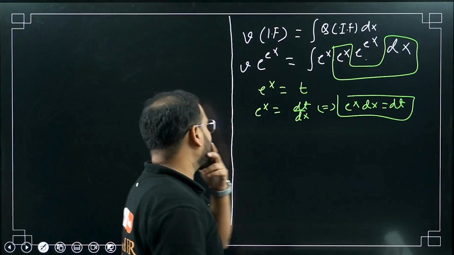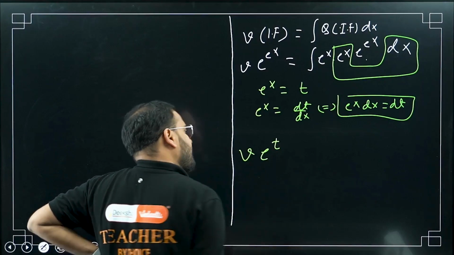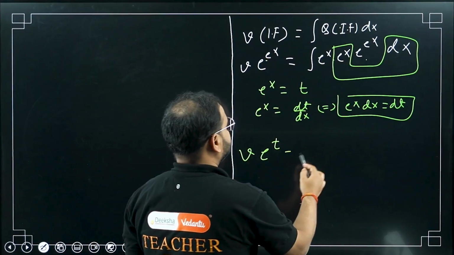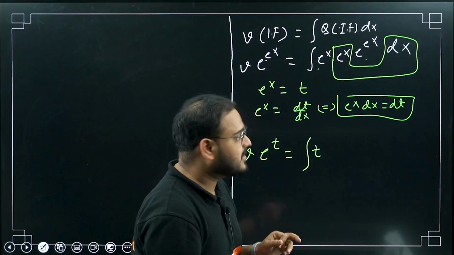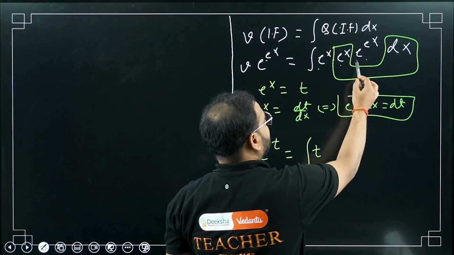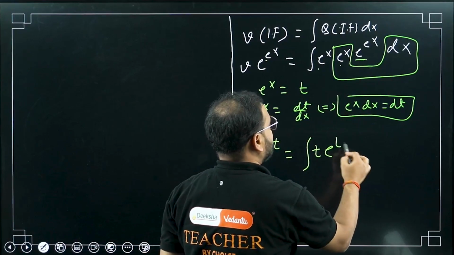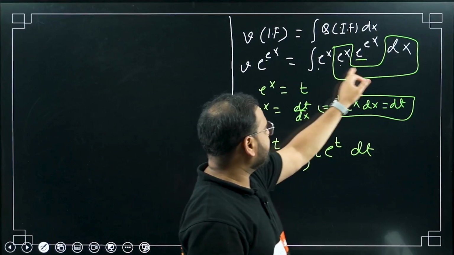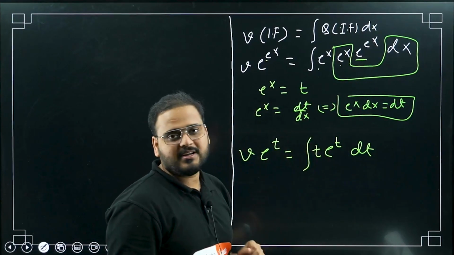e^x dx will become dt. So now I can rewrite this statement as v e^t. How come, sir? e^x is what? t. So e^t over here. e^x is t. So this is going to be simply t. And this e^x dx will become what? dt. So I'll write it later. And this will become e^(e^x). e^x is what? t. So again t. And what is this? Simply dt. Right? e^x dx is dt. e^x is t. So e^t. Okay?